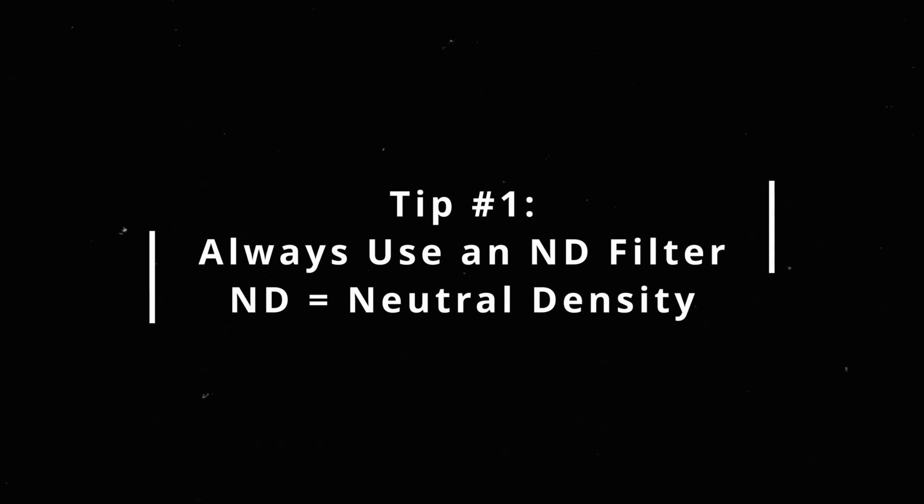The number one best way to get good drone video is to use an ND filter. ND stands for neutral density. So basically, it's a filter that you put over your lens that limits the amount of light into the camera. This is especially crucial because it allows you to use the perfect settings for video that you need to get those really crispy cinematic shots.